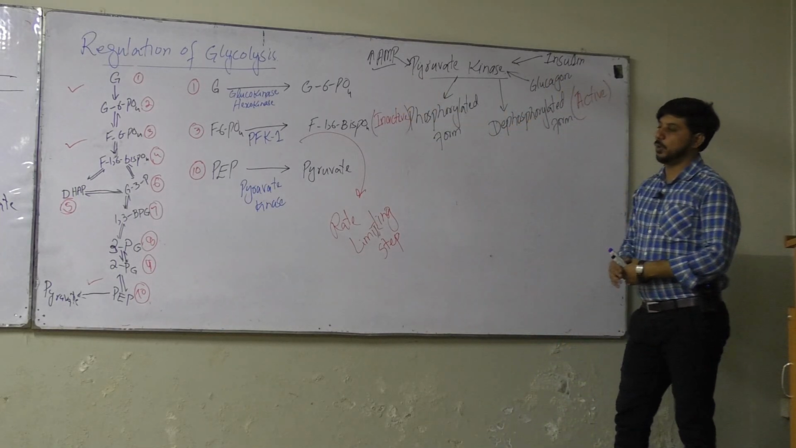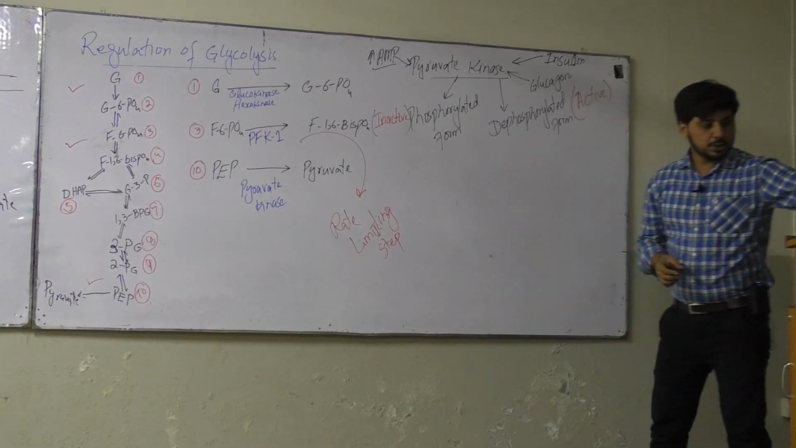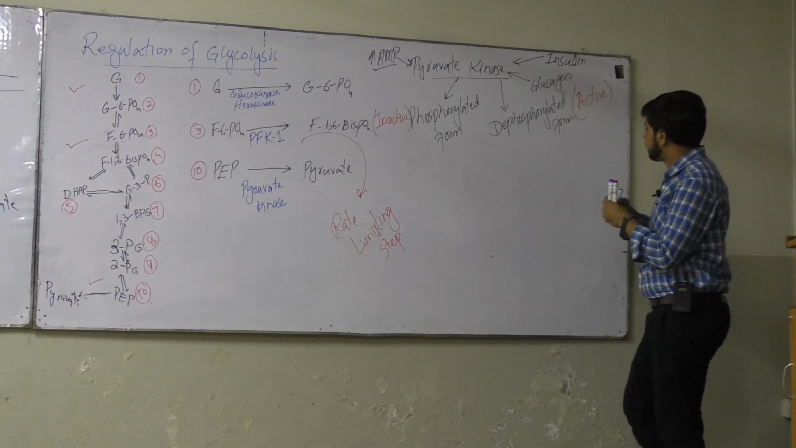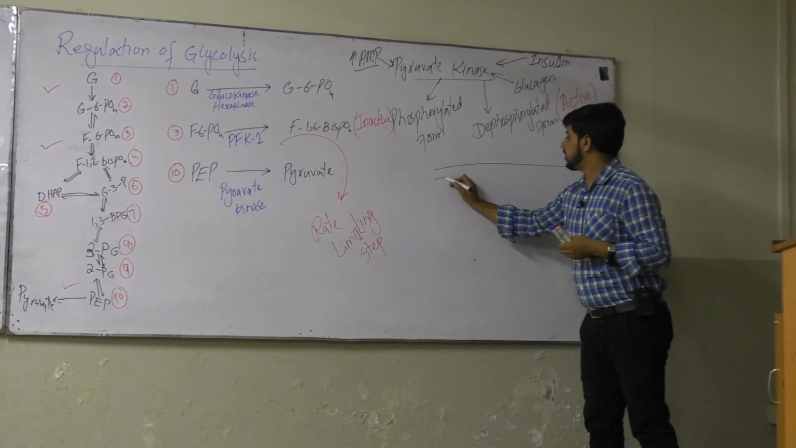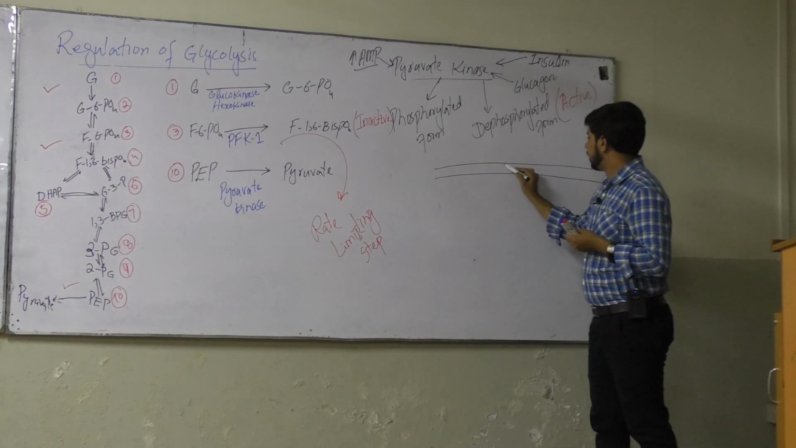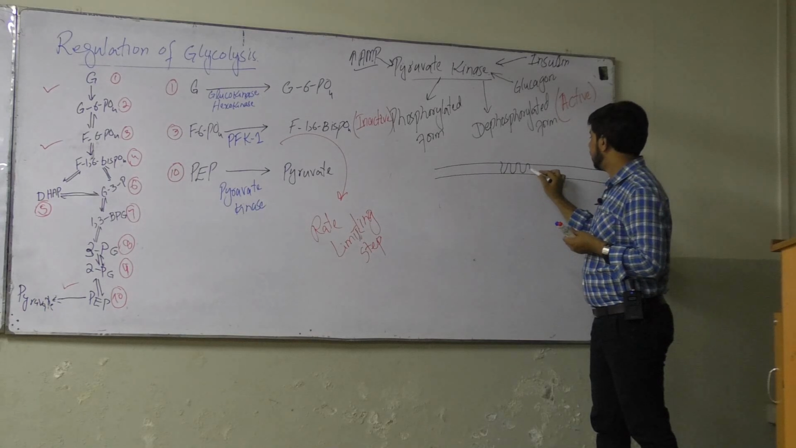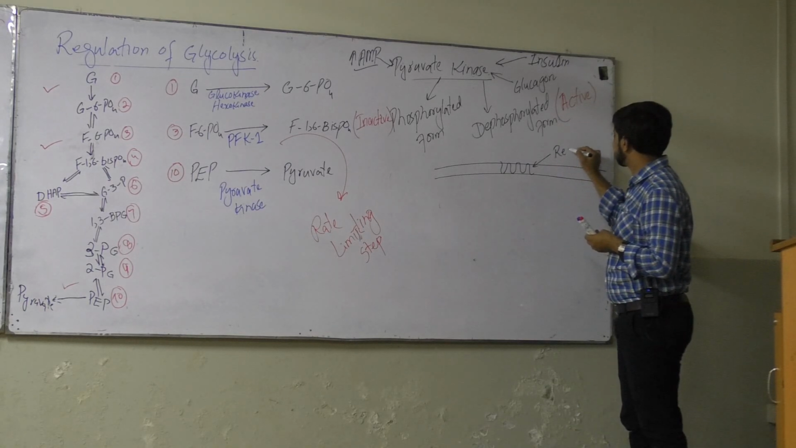The question is how? Let me show this to you with the help of a diagram. For example, again, this is the cell membrane. In the cell membrane, for example, we have a receptor.